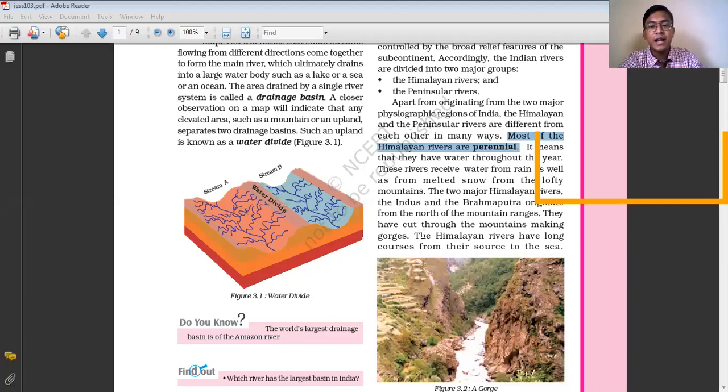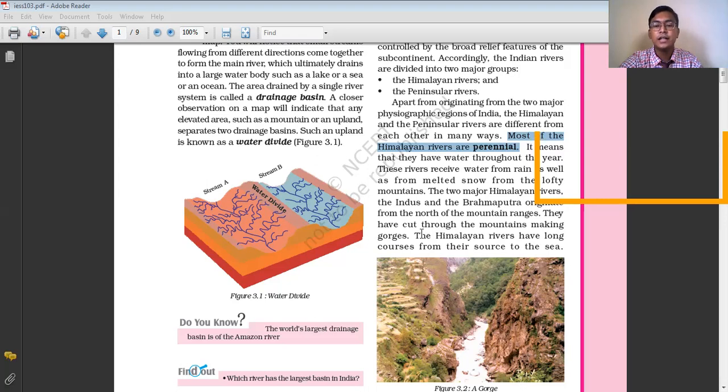So basically the Himalayan rivers have a long course from their source to the sea. Almost all the Himalayan rivers have a long course. They flow for a very large distance from the source where they originate till the sea. Like the Indus, the Ganga, and the Brahmaputra, they flow for a very long distance. The river Ganga is the longest river in our country.